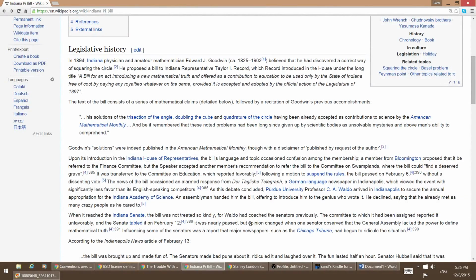It was nearly passed, but opinion changed when one senator observed that the General Assembly lacked the power to define mathematical truth. Influencing some of the senators was a report that major newspapers such as the Chicago Tribune had begun to ridicule the situation.